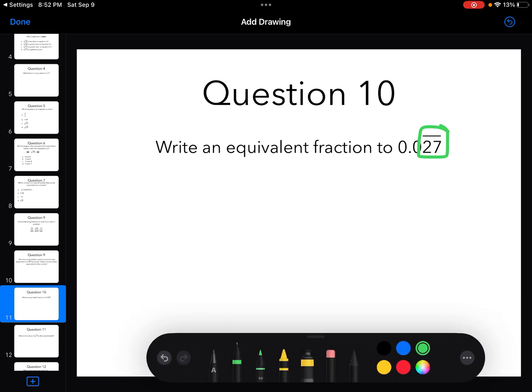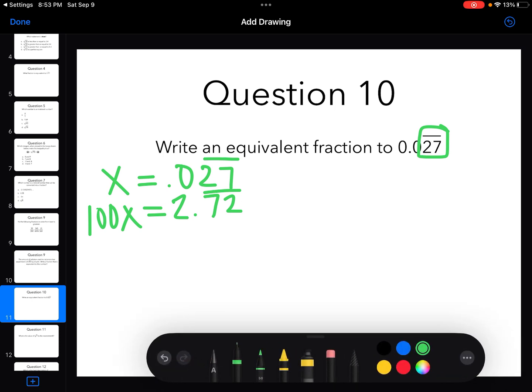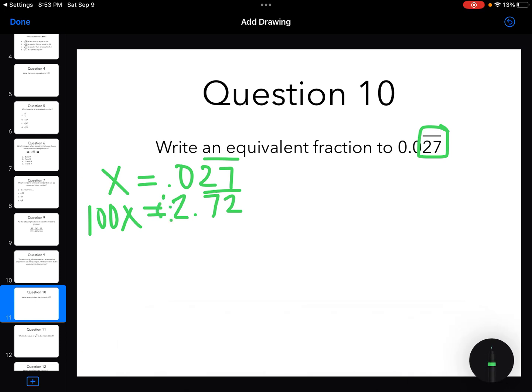So this one's going to look a little funny. Okay, so I only have 2 numbers that are being repeated. So I've got x equals 0.027 repeating. So I'm going to have 100x equals 2.72 repeating. Okay, because I moved my decimal 2 places over. I still have that like phantom 0 here because I moved that decimal 2 places over.